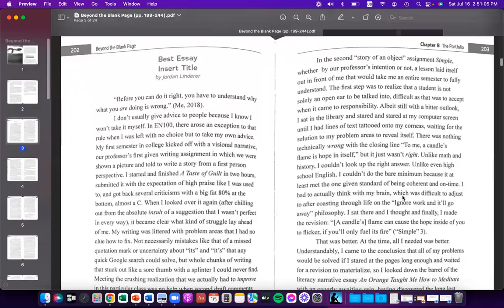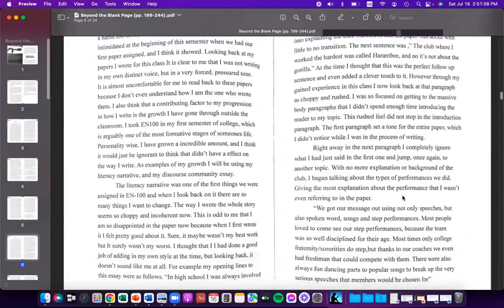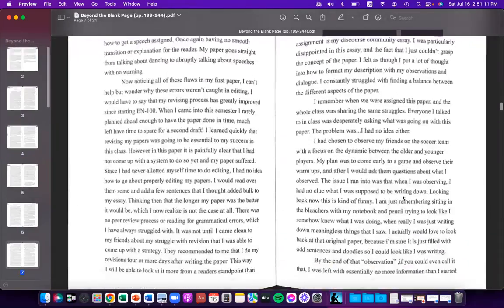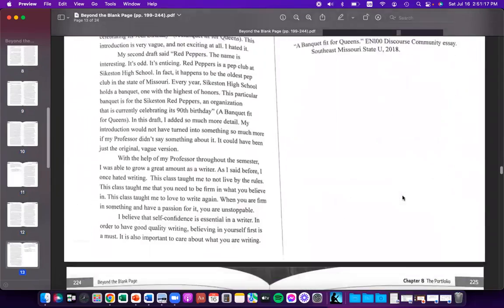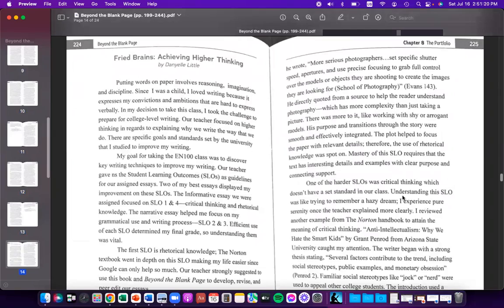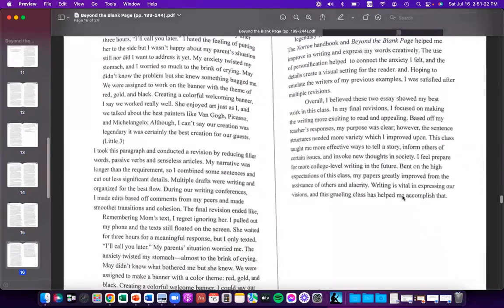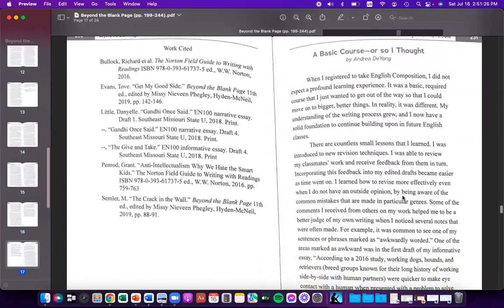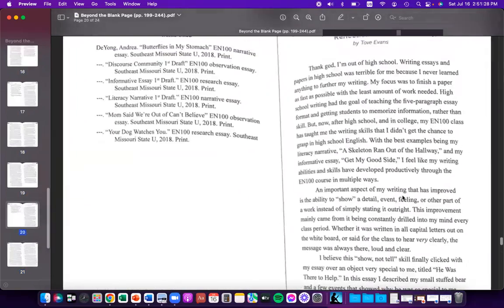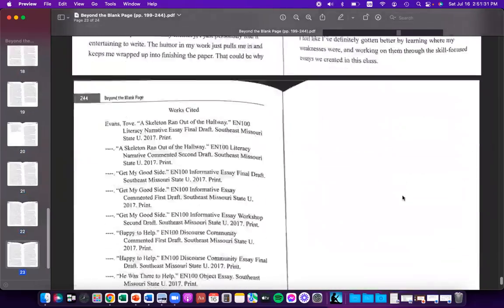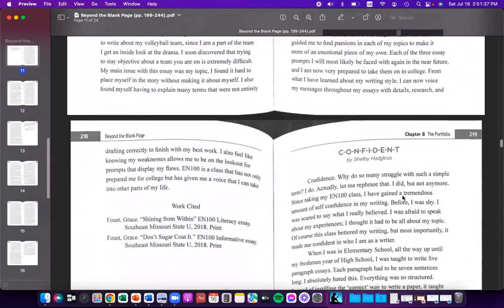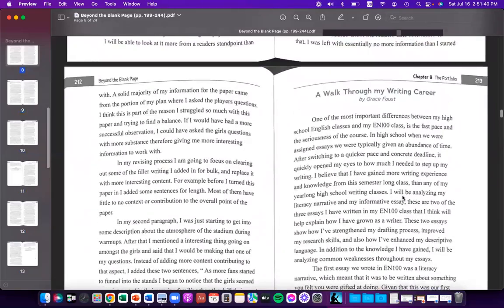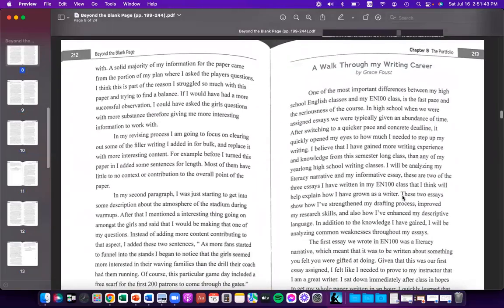Insert title. Who even was I? Confident. Fried Brains, Achieving Higher Thinking. Very clever title. A Basic Course, or So I Thought. Reflection of EN 100. All of these are examples of a reflective introduction that you can look at. I'll walk through my writing career as well. We're going to talk about that in a little bit more detail.